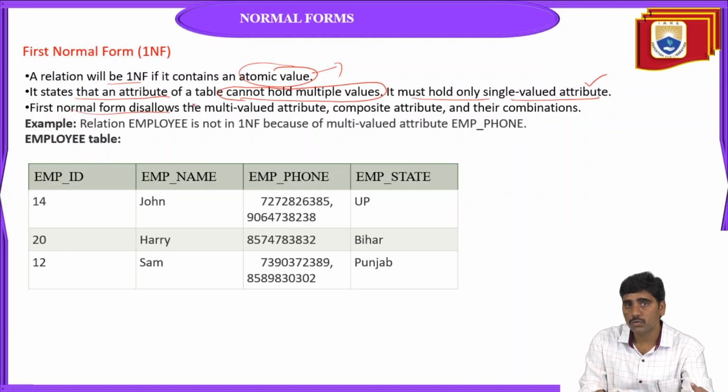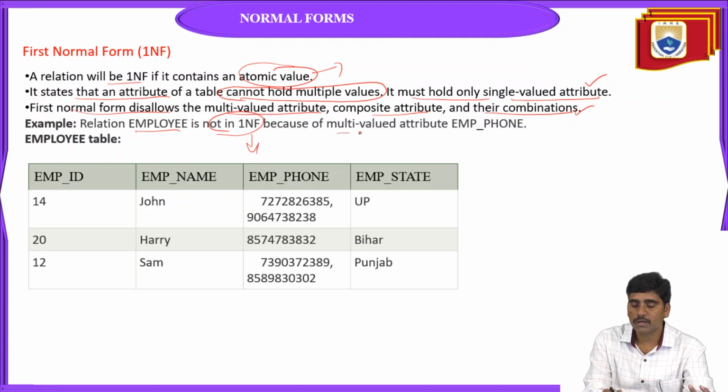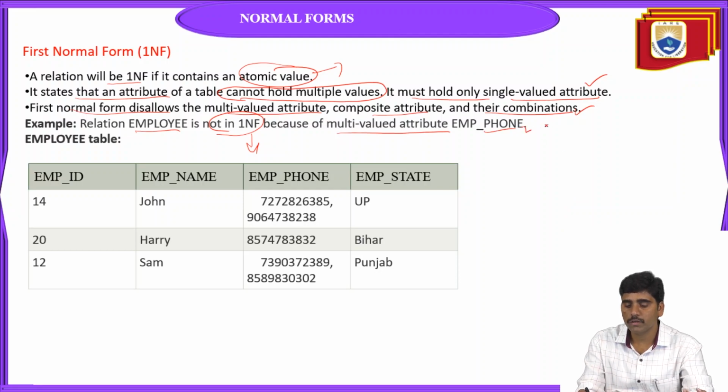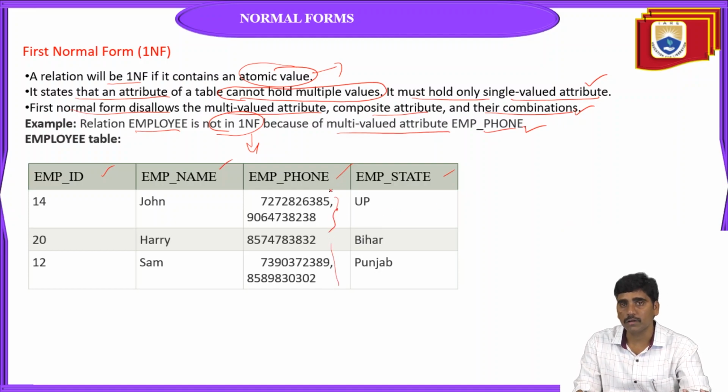First normal form disallows multi-valued attributes, composite attributes, and their combinations. An example here: the relation employee is not in first normal form. The following table is not in first normal form because of the multi-valued attribute employee phone. In this employee table, there will be an employee ID column, an employee name column, phone and state. But among these four attributes, employee phone is multi-valued, so it has multiple values.